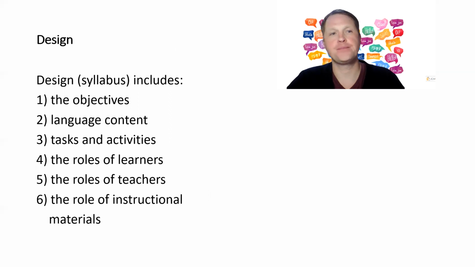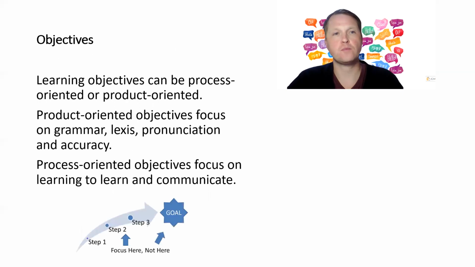Next is design, which basically is your syllabus and includes your objectives, the content you're going to teach, your activities, and the roles of learners, teachers, and materials. So your objectives can be process-oriented or product-oriented. Product-oriented objectives focus on grammar, lexis, pronunciation, and accuracy, whereas process-oriented objectives focus on learning to learn and communicate.